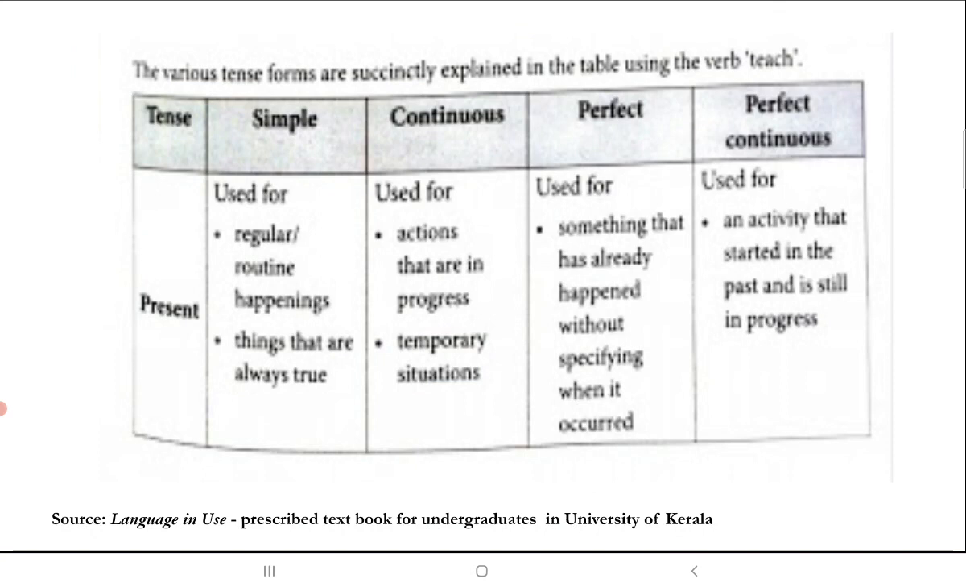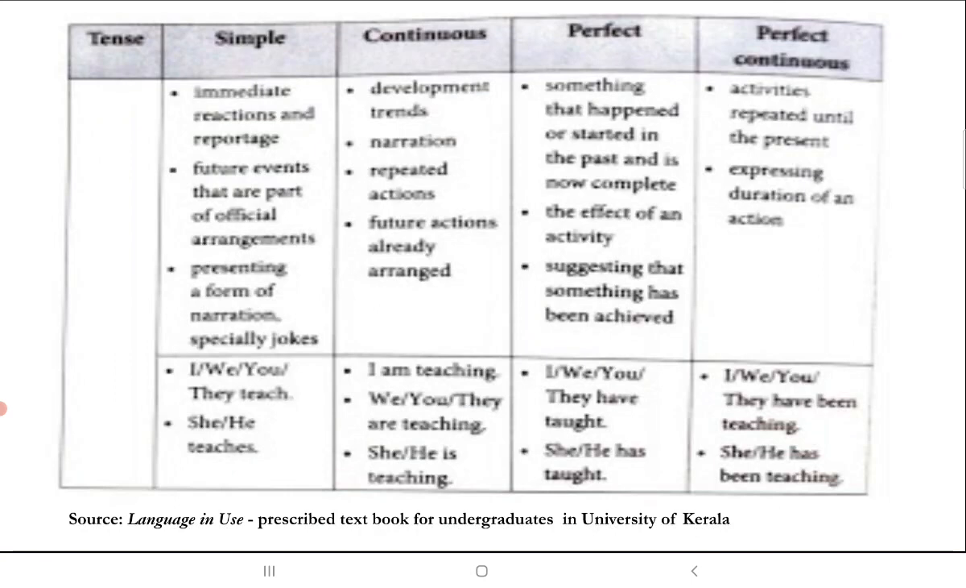So we won't be giving any kind of exam, and no time period will be mentioned when it comes to present perfect. Present perfect continuous is used for an activity that started in the past and is still in progress. So now let us look into the examples, then you will get it in a better way.